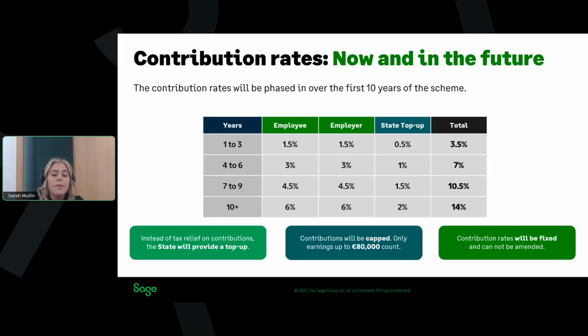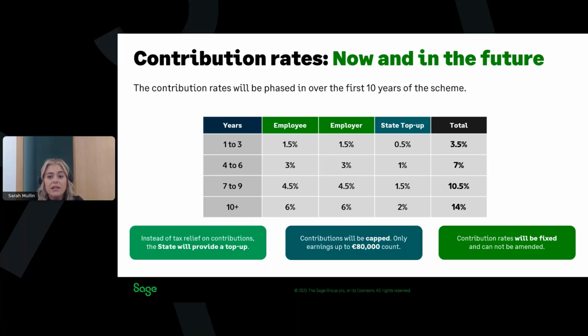Now, something to bear in mind is if someone joins in year 8, they'll start at the 4.5% rate. So it will be based on the scheme's timeline, not their career timeline. So they would go straight in at that 4.5%.